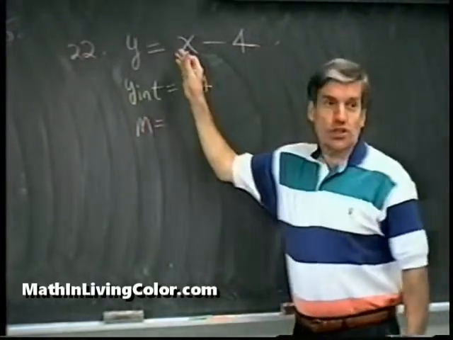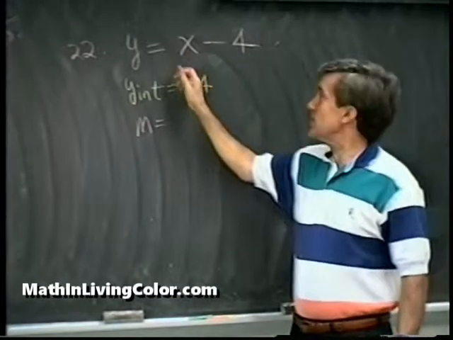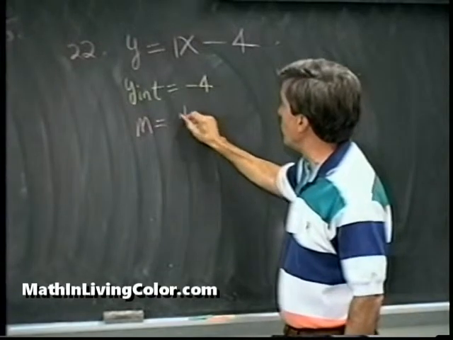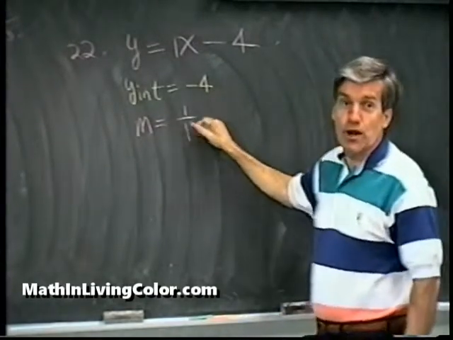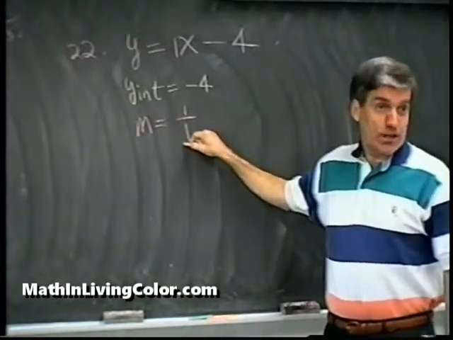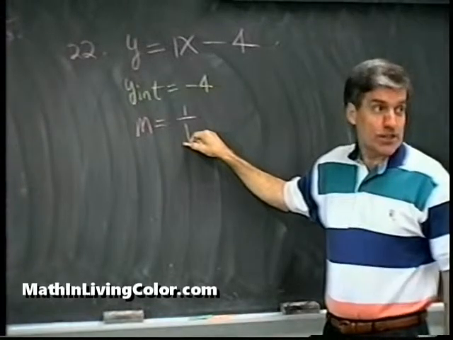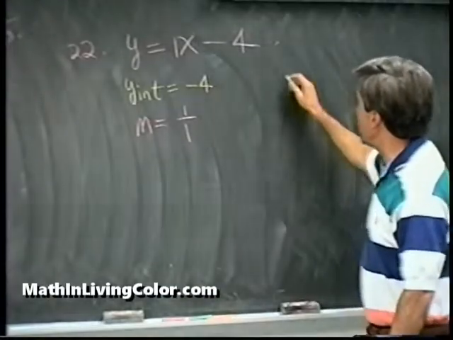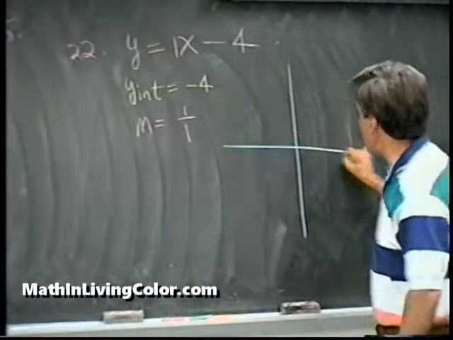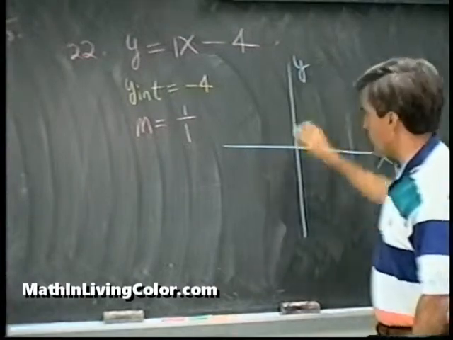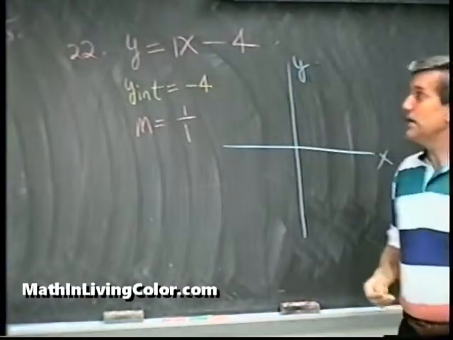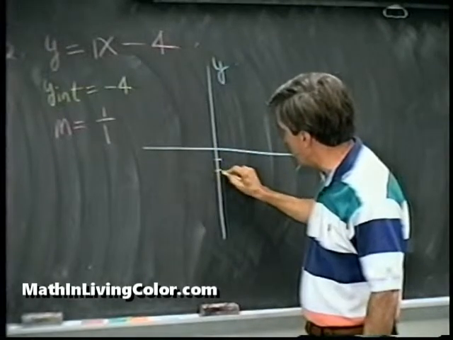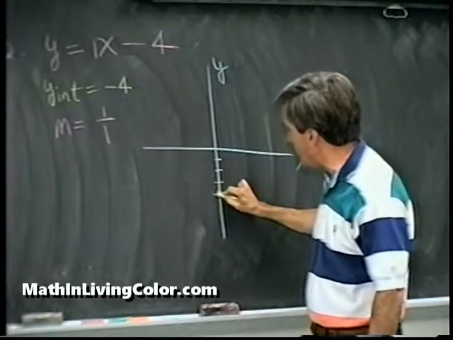And what about the slope? The slope is the coefficient of x. And this is like 1x, so that would be a slope of 1 over 1. The rise is 1, and the run is 1. Okay? Any questions on that? All right, so now what I need to do is get my x and y axis, and start with what point? Negative 4. So I'm going to go down 4 units. 1, 2, 3, 4. That's my starting point.